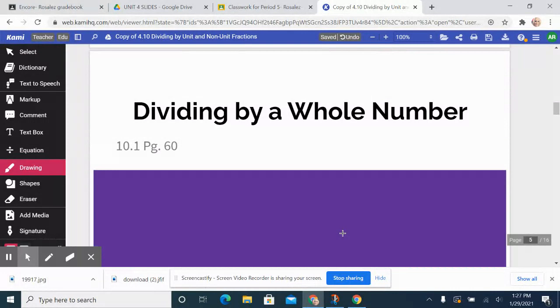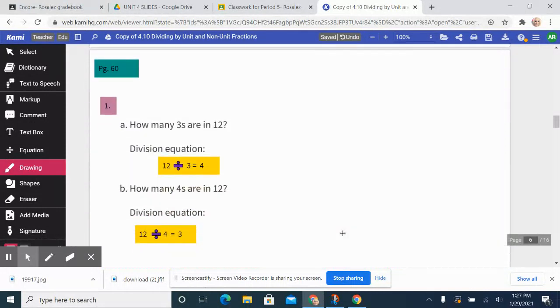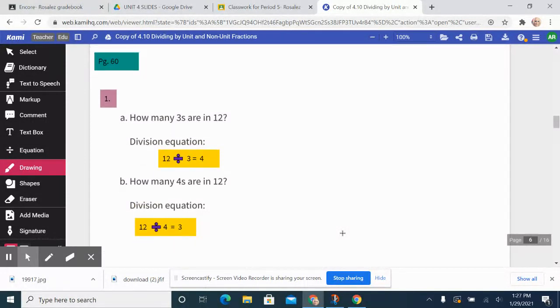So dividing by a whole number, you're starting out on page 60. On page 60, we are not going to be drawing the diagrams. I am going to be focusing more on the math today. So I want you on page 60, and I'm going to do number 1. It says, how many 3s are in 12? So it asks for a division equation. You're going to write what you see in yellow: 12, the total, divided by 3 makes 4. Very easy. You've learned this multiple times in previous grades. So you're just writing what you see in the yellow box.